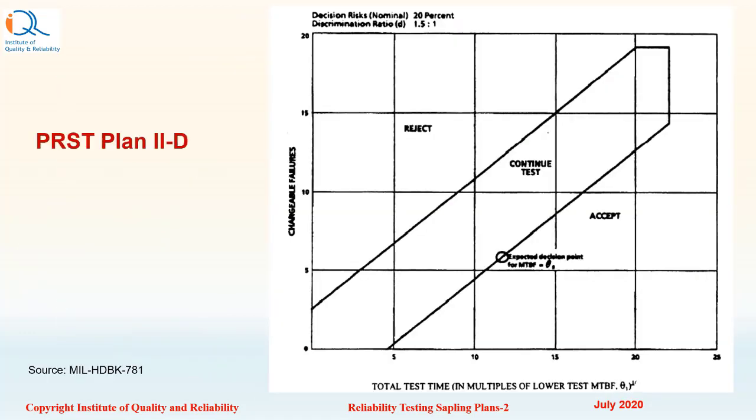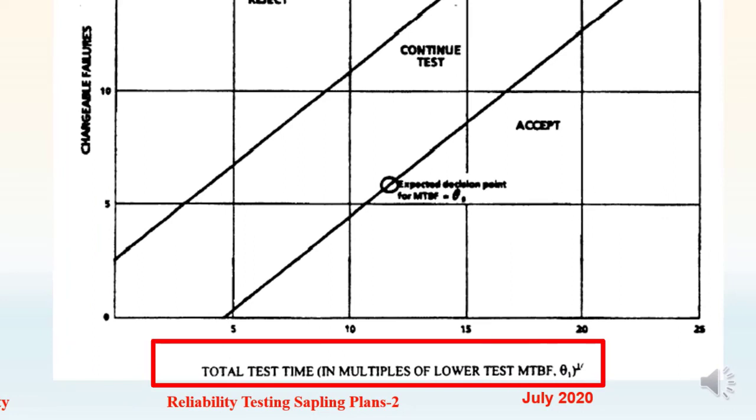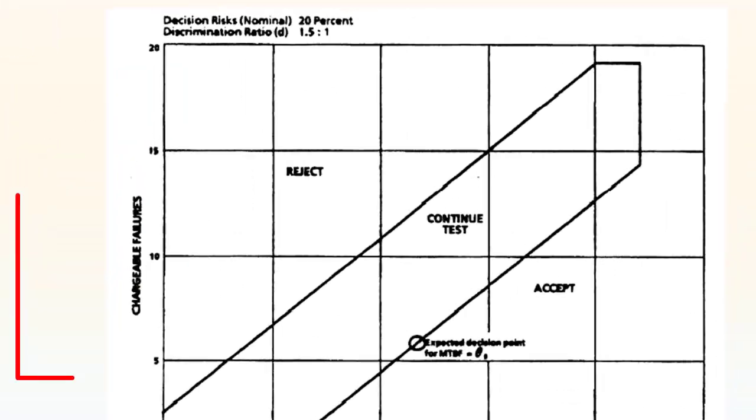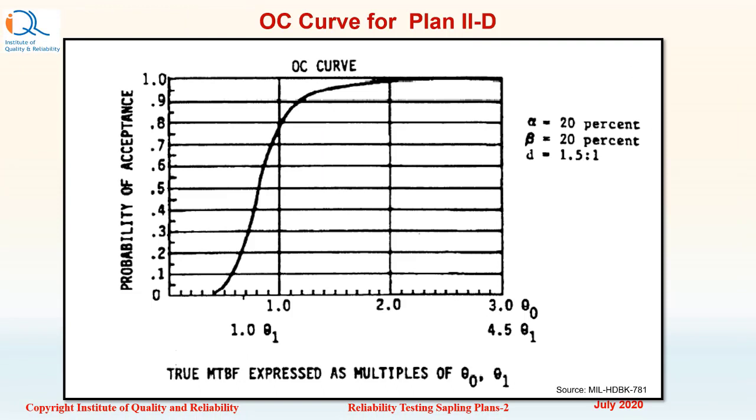I am showing an example of PRST plan from Mill Handbook 781. This is plan 2D, and you can see at the top of the plan that the discrimination ratio D is 1.5:1. On the x-axis you will see total test time in multiples of lower test MTBF theta 1, and on the y-axis you will have the number of failures. The Mill Handbook also shows the operating characteristic curves for each plan. As an example, I am showing operating characteristic curve, OC curve, for plan 2D, which I have shown you earlier.